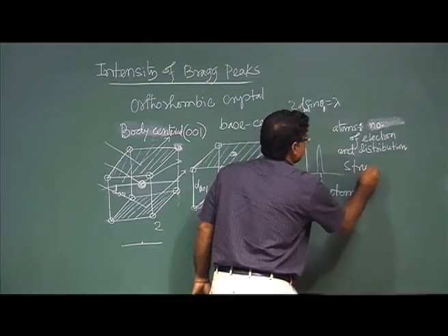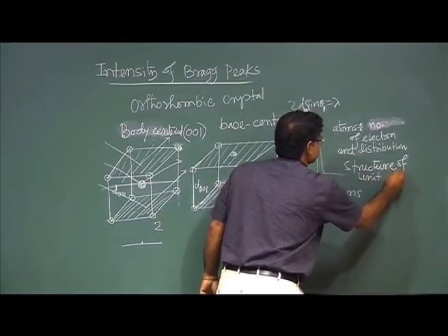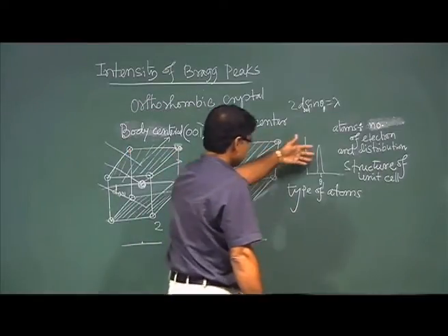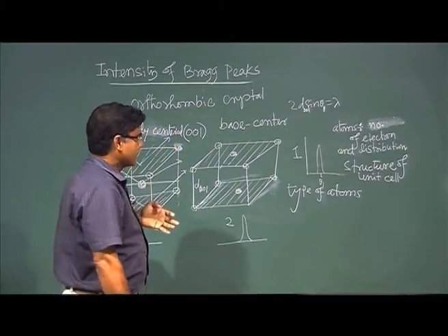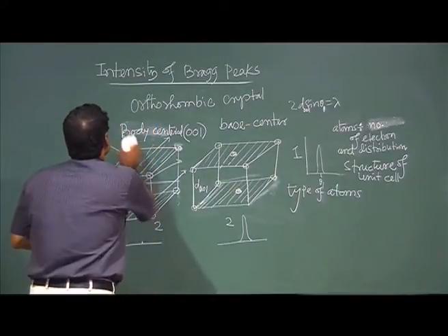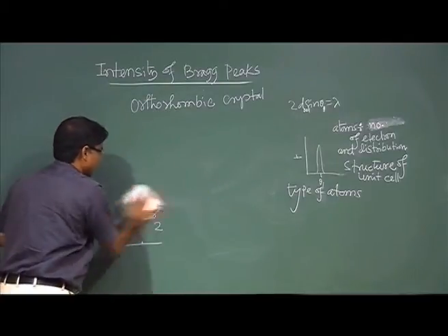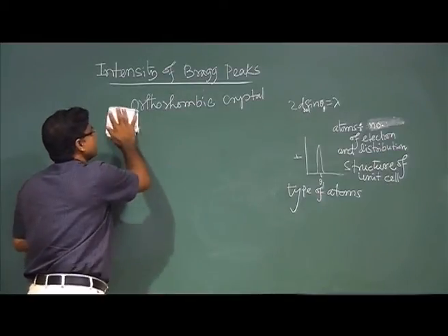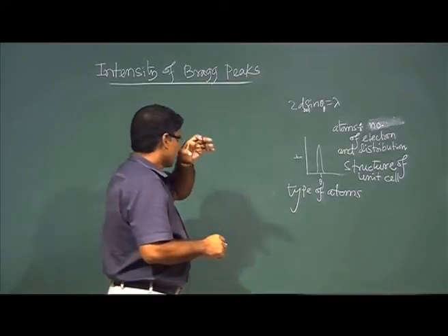The structure of the unit cell, that is another factor to decide the intensity of the Bragg peak. Okay. So, why are they important? To understand that, we have to slightly discuss from the root how X-rays are diffracted from materials.